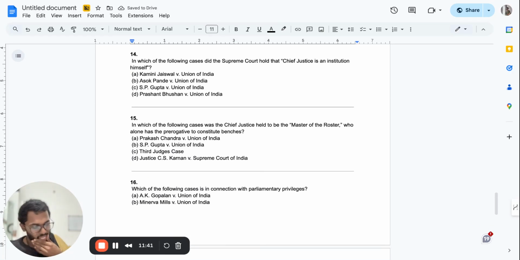14th question. In which of the following cases did the Supreme Court hold that the Chief Justice is an institution himself? SP Gupta versus Union of India, Ashok Pandey versus Union of India, Kasmin Jaiswal versus Union of India, or Prashant Bhushan versus Union of India? Think once again. I'm giving you 5 seconds to think. What would be the answer for this question?